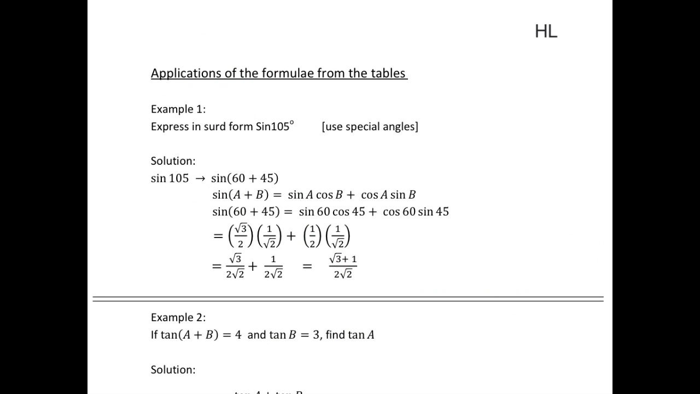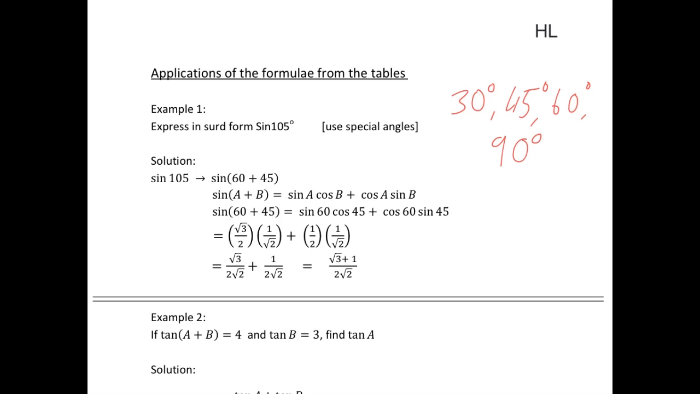In this video, we're going to be looking at applications of the formulae found in the Formulae and Tables book for trigonometry. So our first example asks us to express in surd form sine of 105 degrees. And we're asked to use the special angles. Now the special angles are the ones that you can find in the tables, angles such as 30 degrees, 45 degrees, 60 degrees, and 90 degrees are all special angles.